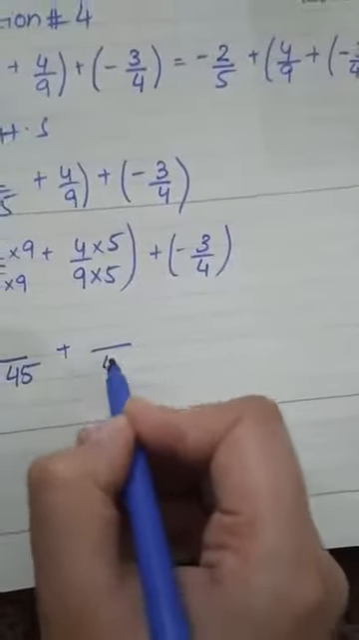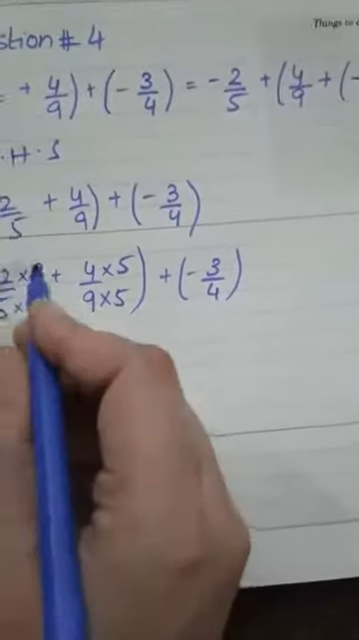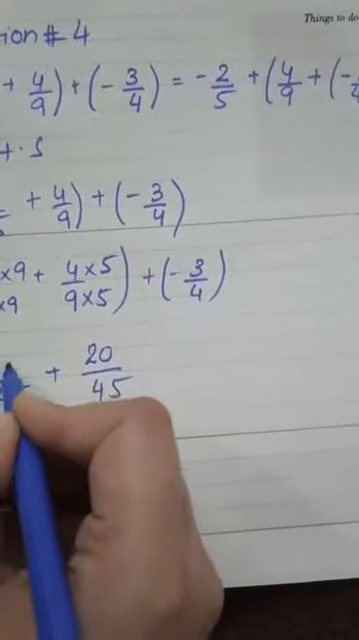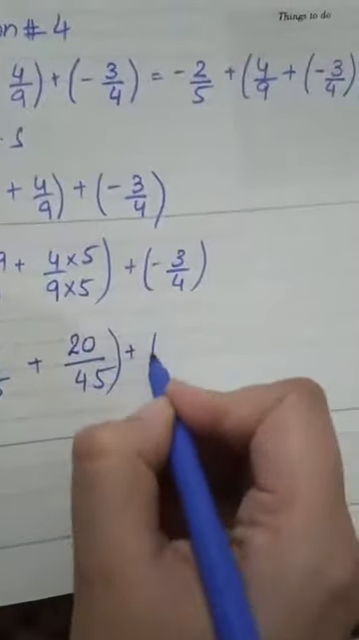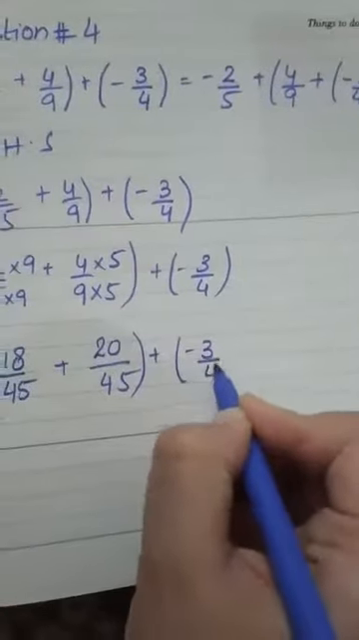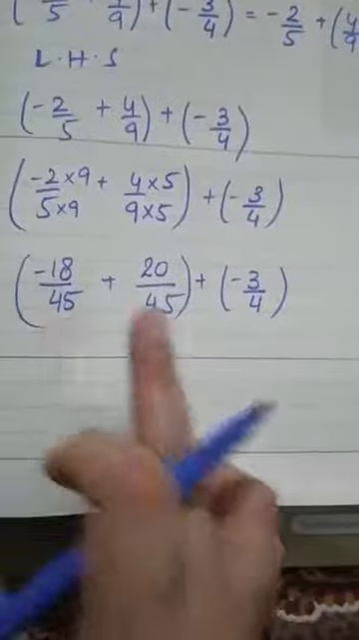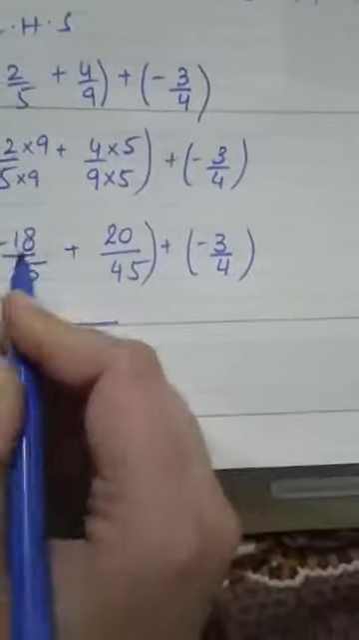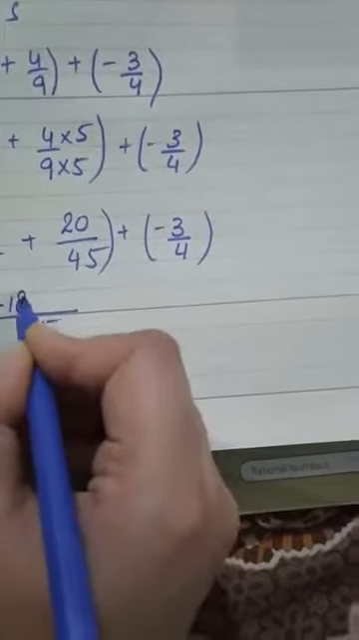45 plus 9 fives are 45. 4 fives are 20. 9 twos are 2 nines are 18 minus with minus sign. This term will come as it is in the next step. Now the denominator is same. Write the denominator once and subtract the values which are mentioned above in the numerators.